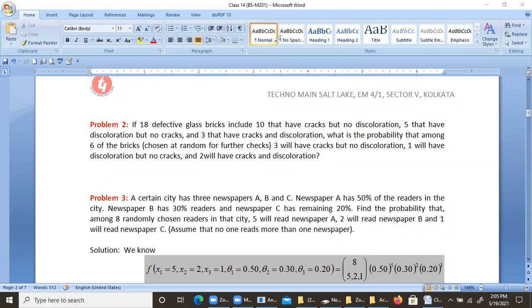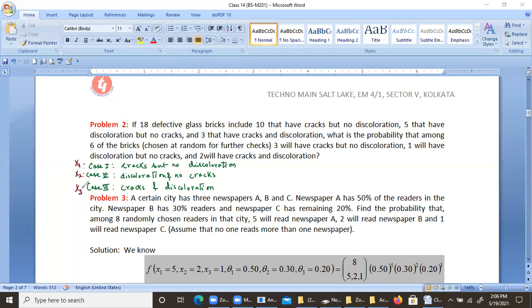First of all, we will try to note down what are the different cases that are arising in the current scenario. The first case, case 1, is cracks but no discoloration. Case 2, discoloration but no cracks. And case 3 is both cracks and discoloration. Okay, so these are the 3 cases which we have got.